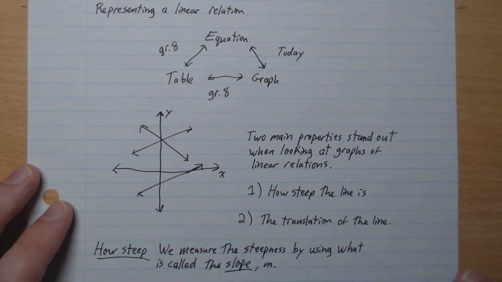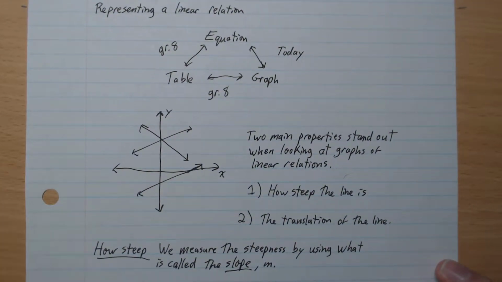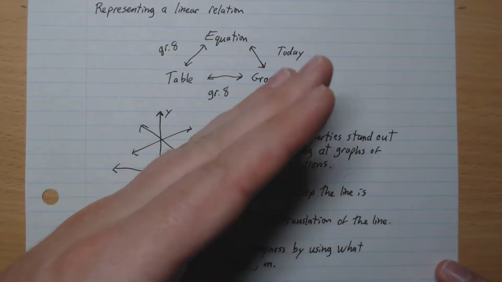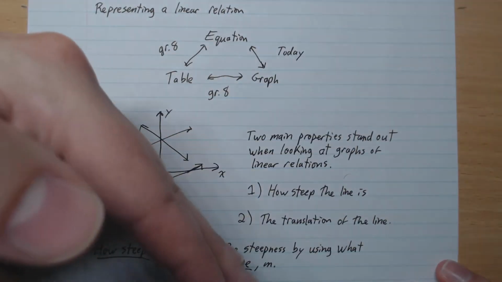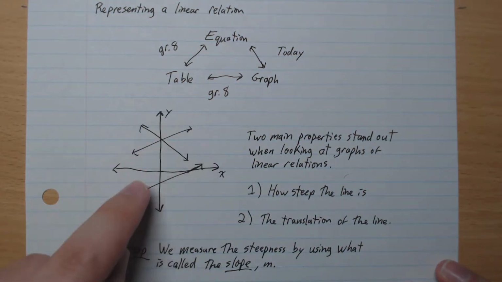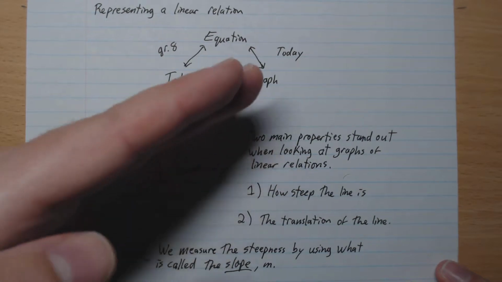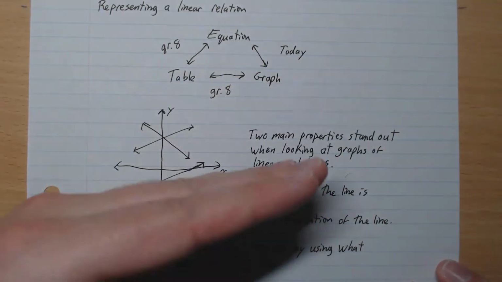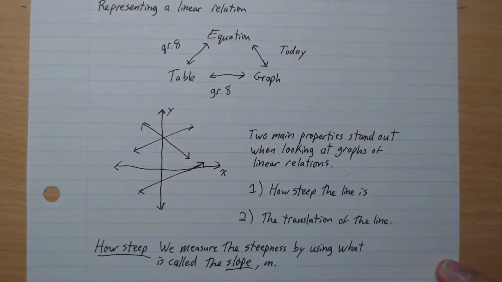So two main properties stand out when looking at graphs of linear relations. The first is how steep it is. So is it steep like this, steep like that, steep like this? And the second is the translation of the line. These two lines have the same steepness, but it's translated up or down like that.